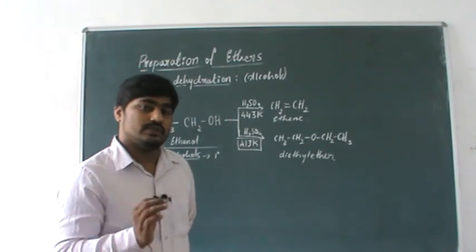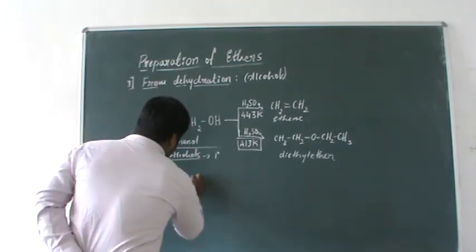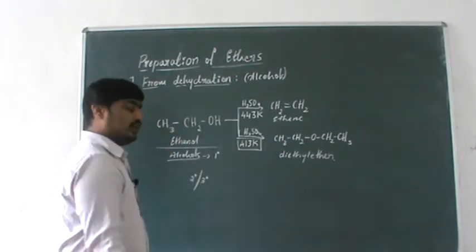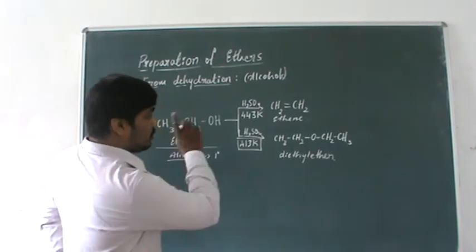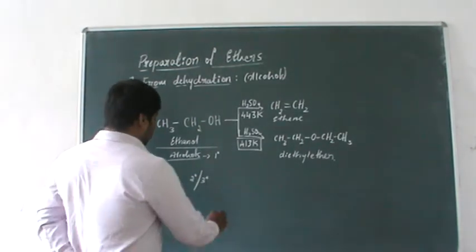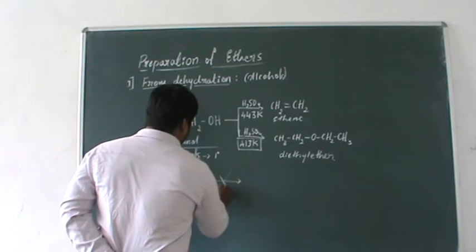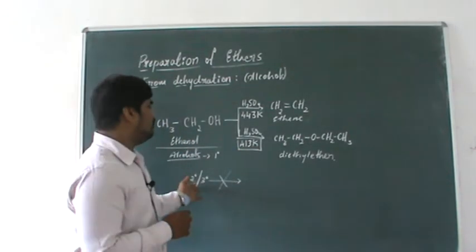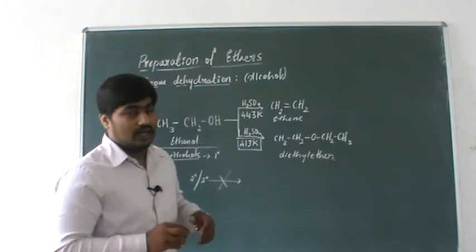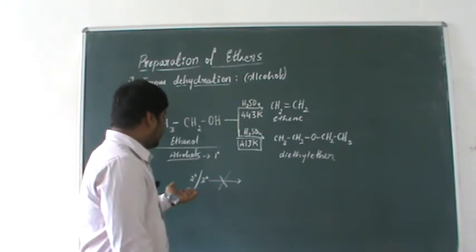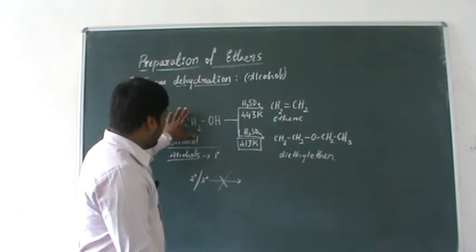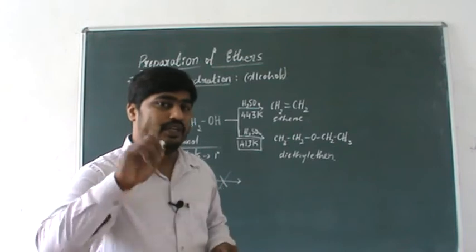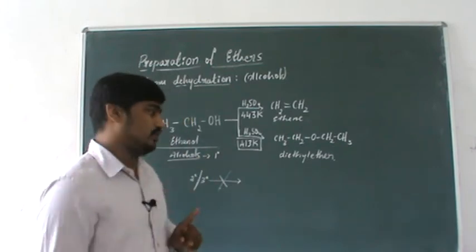Suppose we use secondary or tertiary alcohol for the production of ether, then the reaction is not favored. It favors the production of alkene. It is a very important thing. Primary alcohols are mainly used for dehydration during the preparation of ethers.